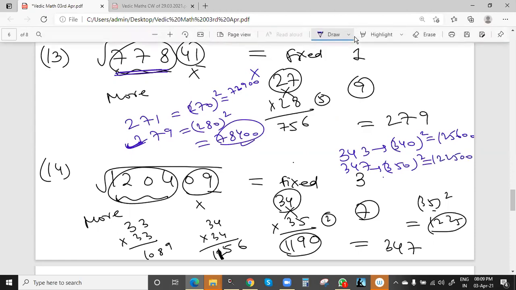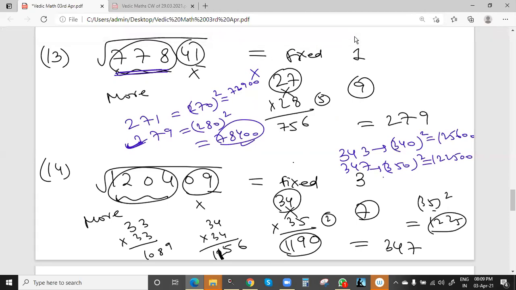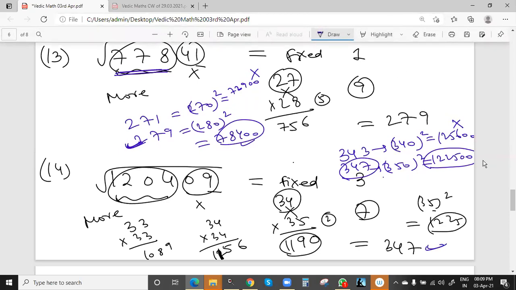So which is the near value? 1204 will be near to this 1225, because 1204 is near to 1225, and 1256 is very far away. So the near value is 347. The proper answer will be 347. Correct.